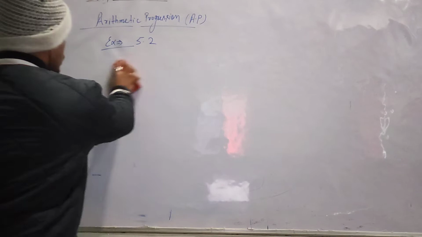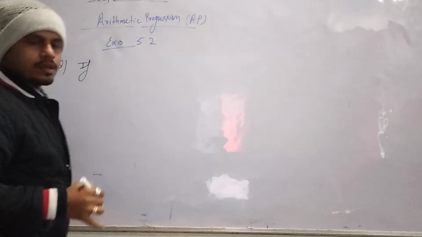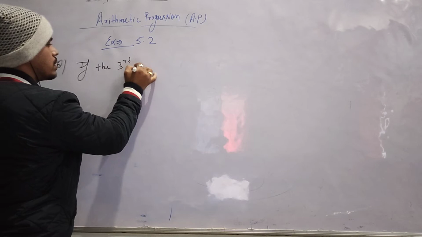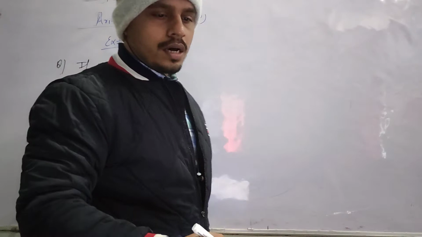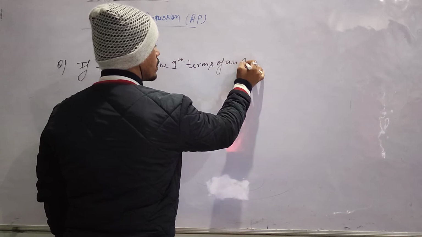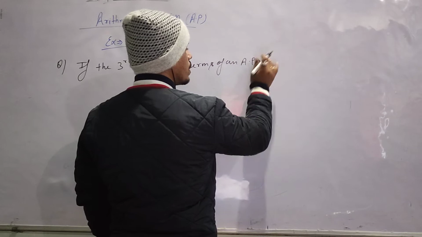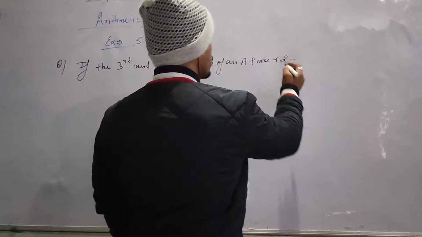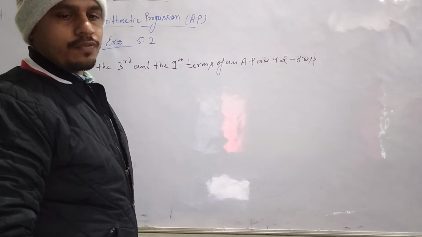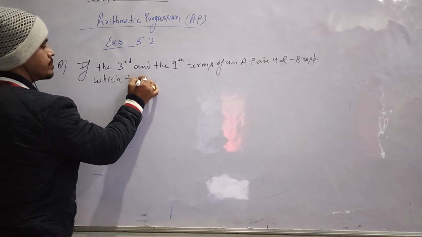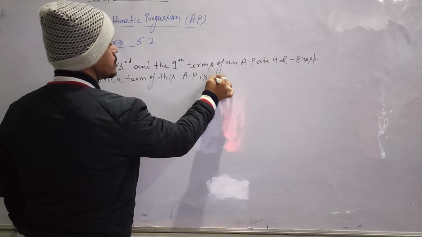In question number 9 it is given: if the third and 9th terms of an AP are 4 and minus 8 respectively, which term of this AP is 0? You have to find which term of this AP is 0.